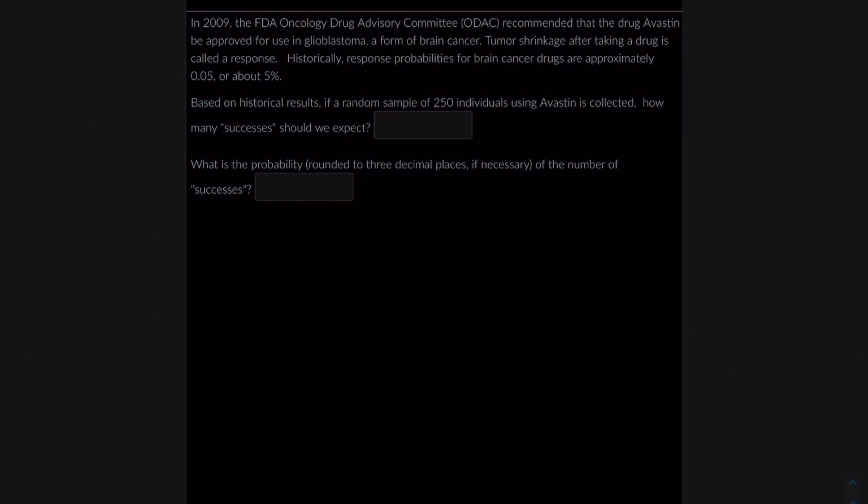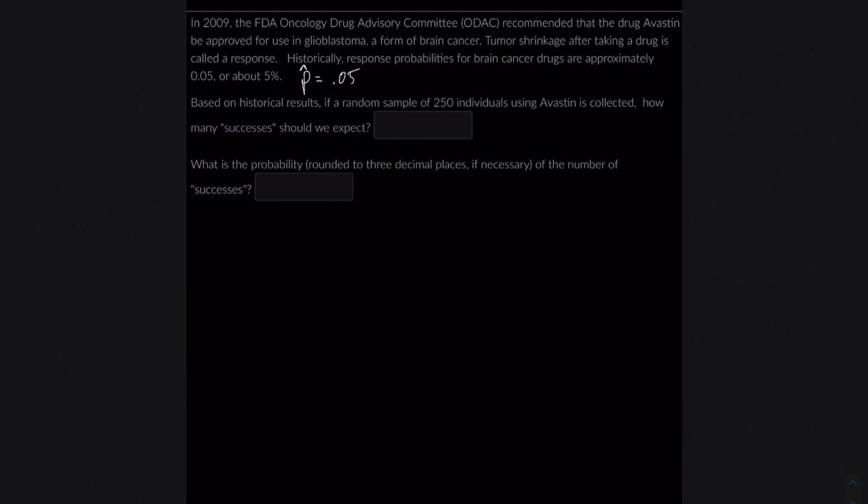Tumor shrinkage after taking a drug is called a response. Historically, response probabilities for brain cancer drugs are approximately 0.05, or about 5%. So if I was working this problem, immediately I would write down P or P hat because we're doing samples. So P hat is 0.05 for this one because the sample proportion and the population proportion are the same.